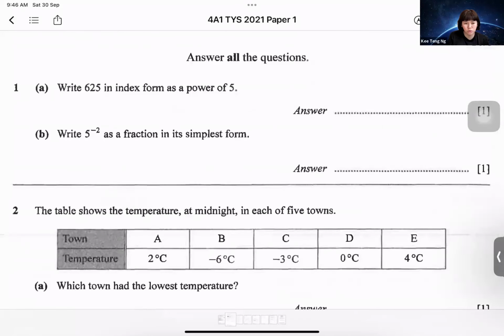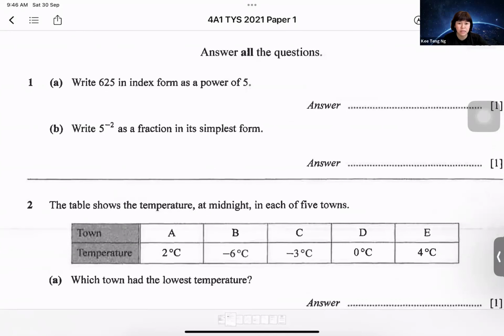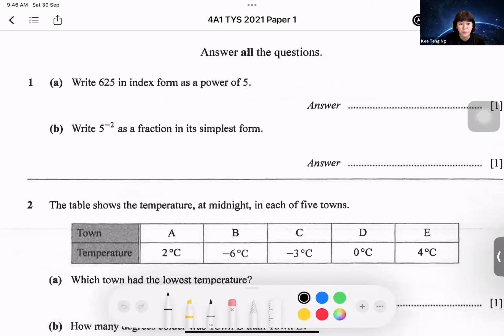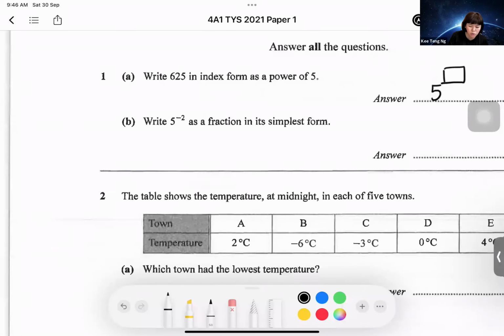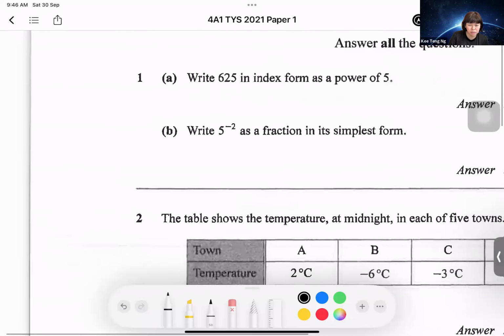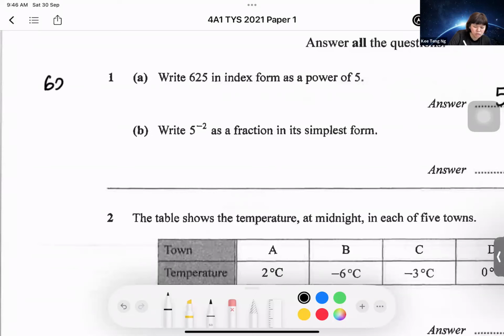First question over here, write 625 in index form as a power of 5. What do you mean by as a power of 5? Meaning 5 is the base and then 5 to the power. You want to answer as 5 to the power of something, correct? So what do we need to do for 625 now? We need to do our prime factorization by long division.